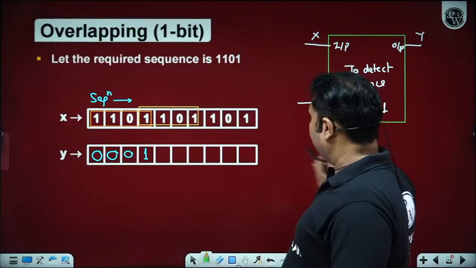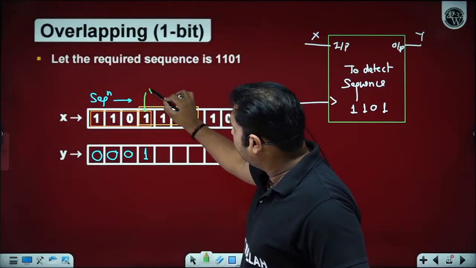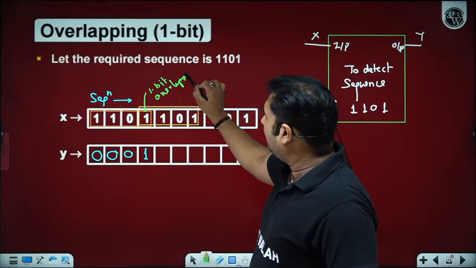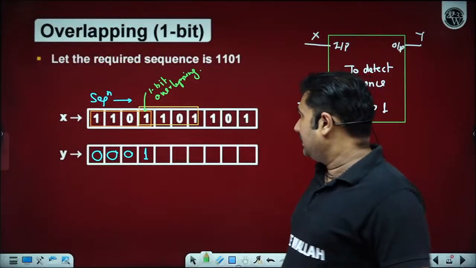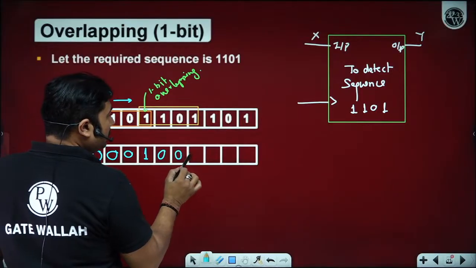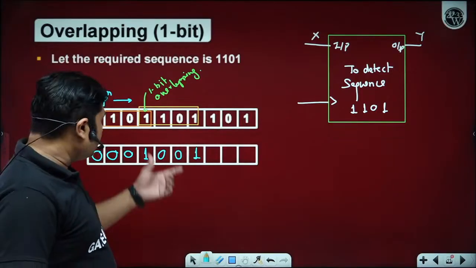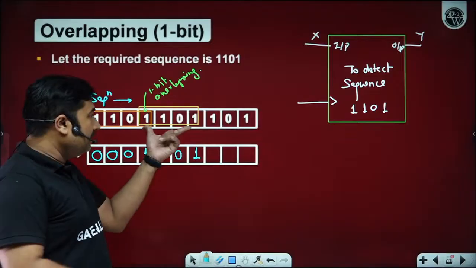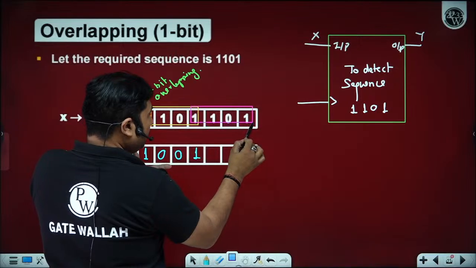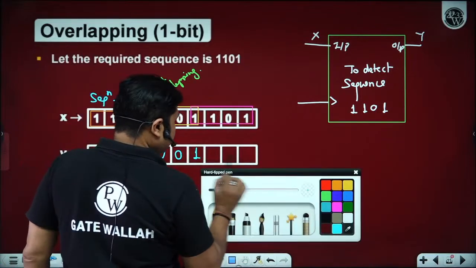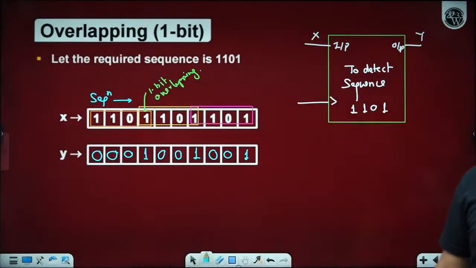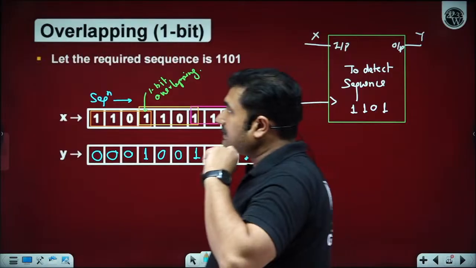So here we are getting a 1-bit overlap. How many of you are able to understand? Great. So the output will become 0, 0, 1 because the required sequence got detected. Again, it is a 1-bit overlap, so 1101, 1101 indicates the output will again become high. How many of you now understand the 1-bit overlap?